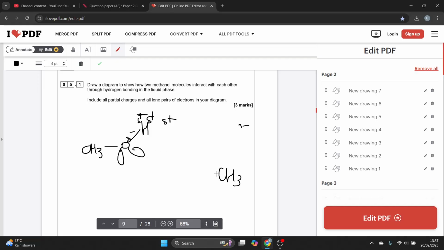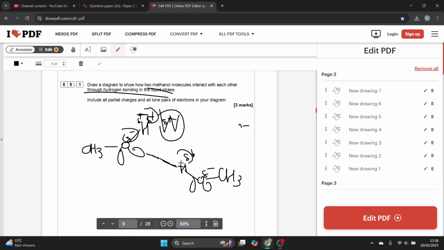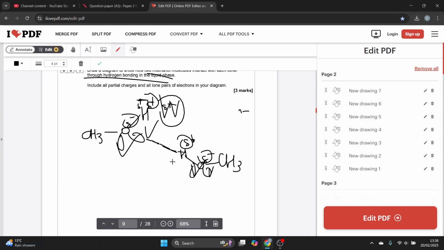CH3, oxygen partially negative, hydrogen partially positive, two lone pairs of electrons again, and then there's an attraction here, lone pair of electrons to the hydrogen partially positive, showing two methanol molecules through hydrogen bonding in liquid phase. There you go. You should include partial charges and the lone pairs of electrons in the two methanol molecules.